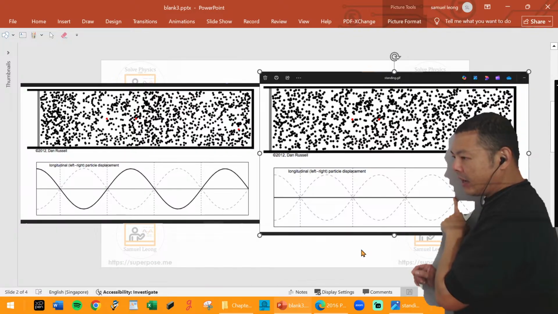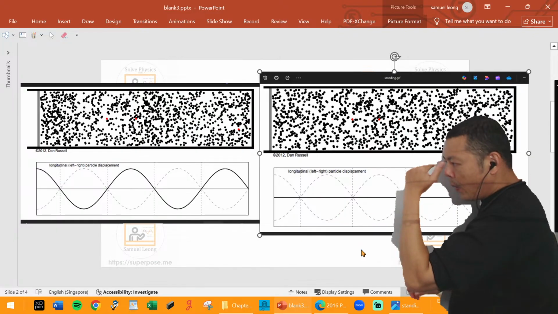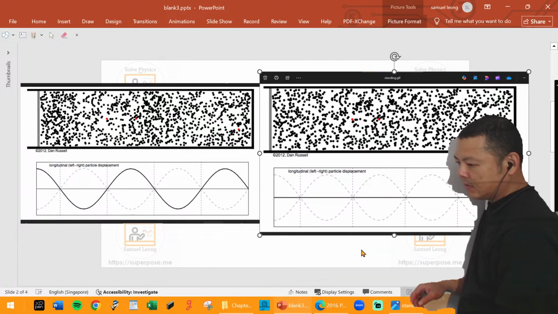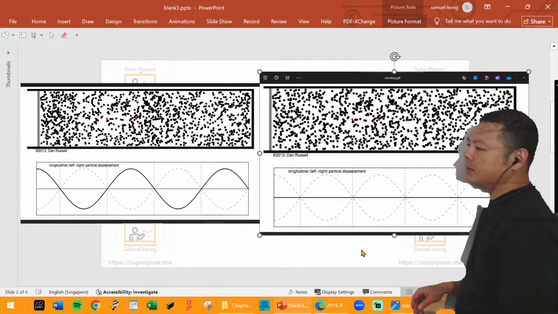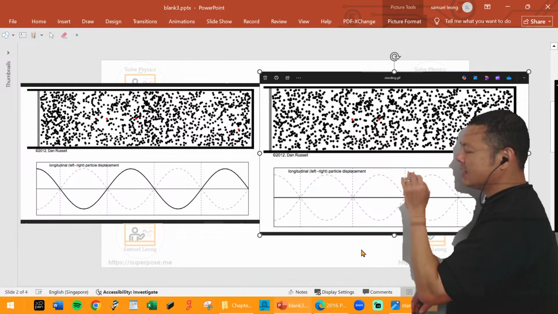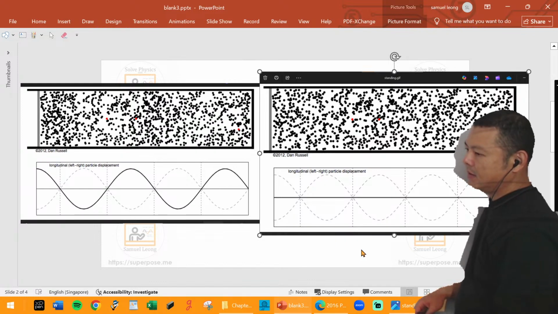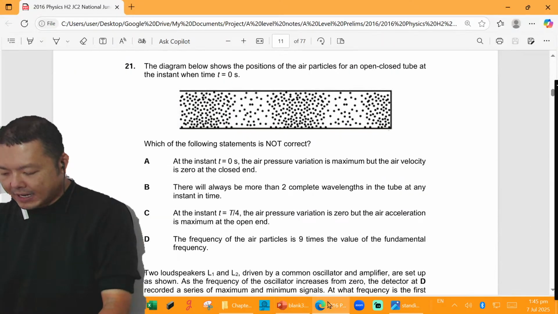When you have a pendulum, SHM, when is the particle moving the fastest? When it's passing through the equilibrium. So when the graph is flat like that, it's actually passing through the equilibrium at the greatest speed. That's why I say that there's something wrong with the options. I do believe that the answer here is wrong. The air pressure variation is zero.